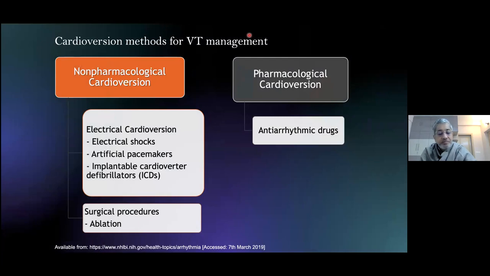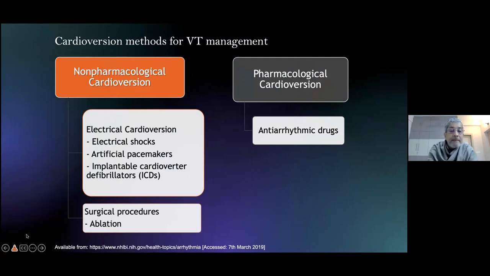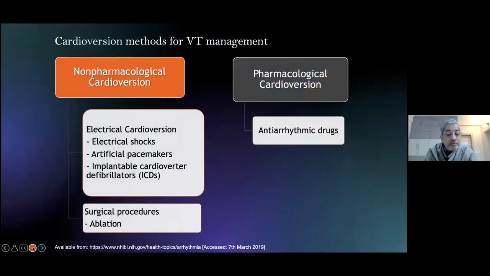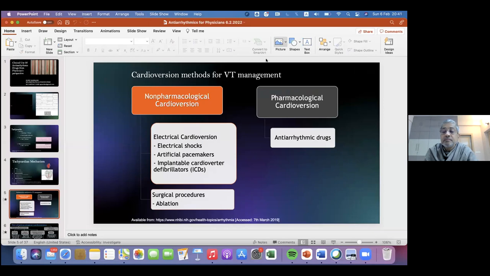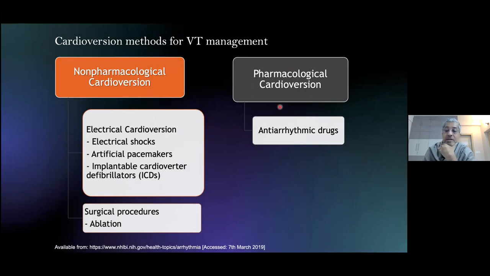Now, you have to know that there are multiple ways you can treat them. The most important way to treat those arrhythmias is pharmacological cardioversion. What do we mean by pharmacological cardioversion? That means you give some drug and it can acutely convert the rhythm. This is particularly tried for AV reentrant tachycardia or narrow QRS tachycardia.